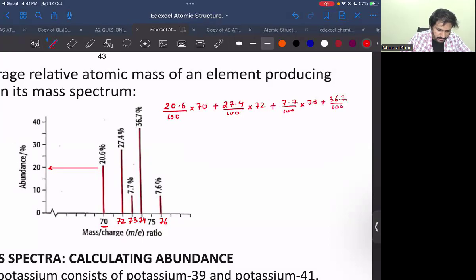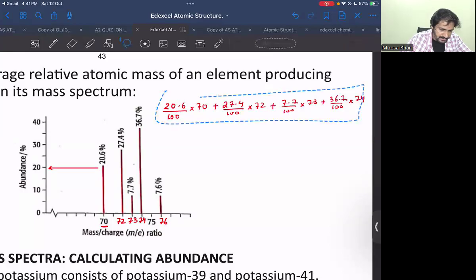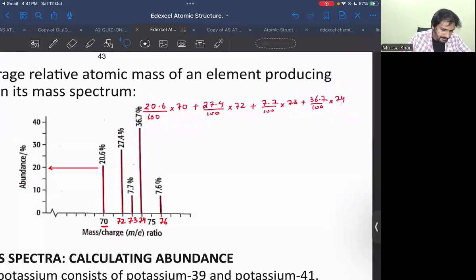then 36.7% of 74, and finally we have 7.6% of 76. Got it?